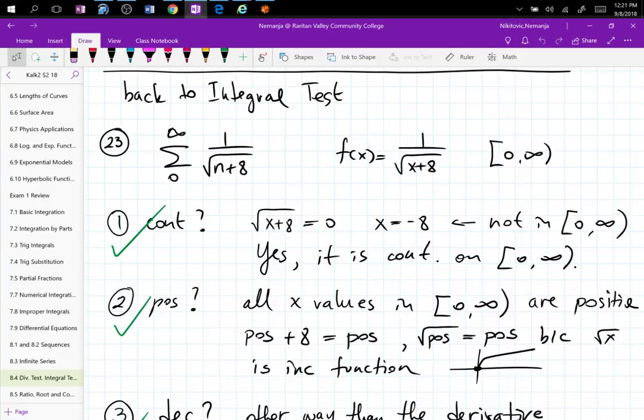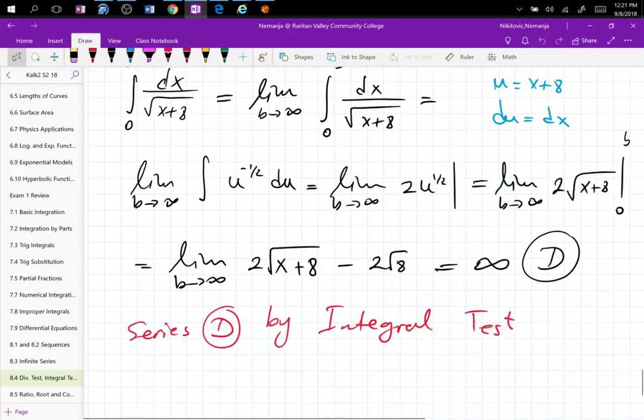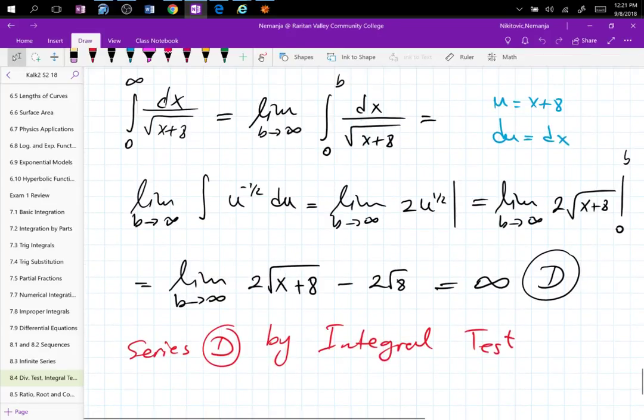Right? Continuous? Yes, it's continuous. Why? Because the question is, can the denominator be 0? Well, the denominator is 0 if x is negative 8. X equals negative 8 is not in the domain, so a combination of all continuous functions is a continuous function. The denominator cannot be 0, therefore continuous. This is how you do problems in calculus. You write paragraphs, then you have to show that it's positive and decreasing, and then you can do your problem.